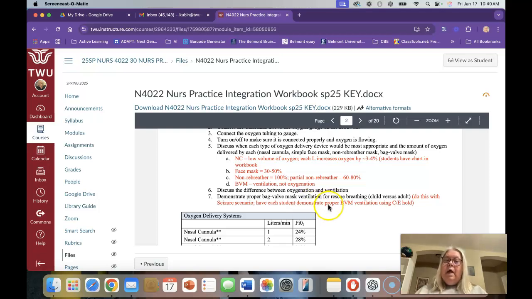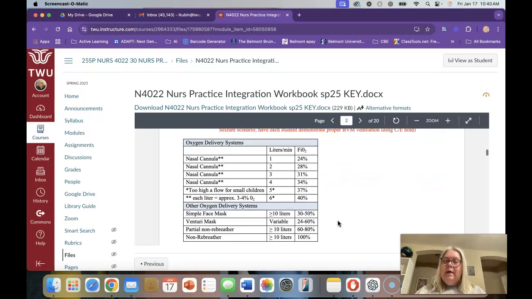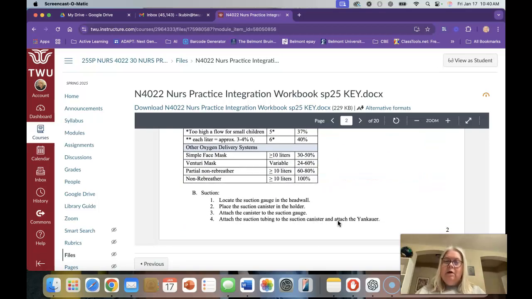The other thing is, when students put oxygen on, they immediately look to the monitor to see if their O2 sats go up because they think that they're going to get immediate results. They need to understand that it doesn't quite happen just like that immediately, that sometimes you have to wait for those sats to go up.